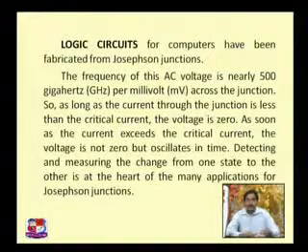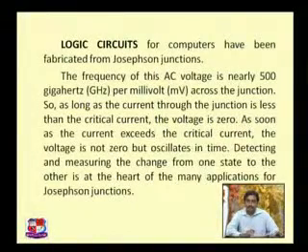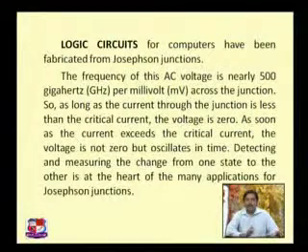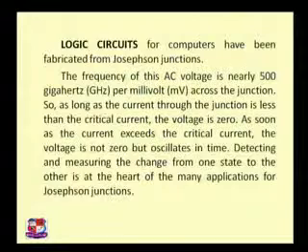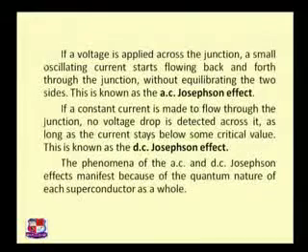If you want to make a fast oscillating alternating oscillator, then also we can use such a junction, and that will create about 500 gigahertz frequency and very small voltage, so that we can use it as an oscillator or clock in the processors.